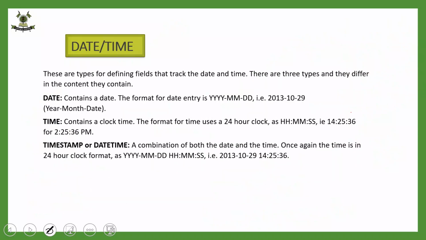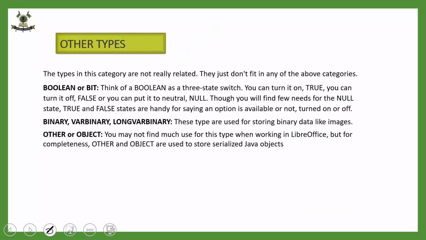Now let us move to the last category of the data type. This is date and time. So we have three types of data under date and time. First is date, second is time, and the next is date time, right? We have other data types also, like for example we have boolean.